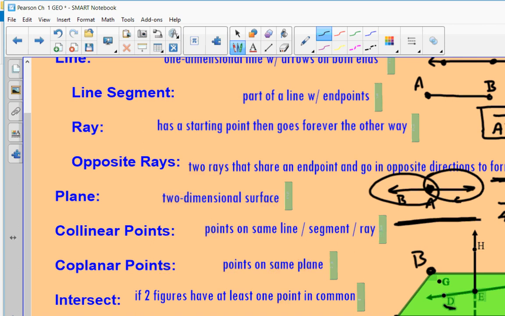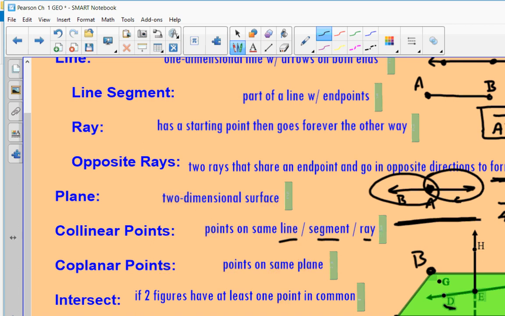All right. Typically 2 points are going to lie on the same line, because you could draw a line between any 2 points that exist. So 2 points are always going to be collinear. Sometimes we're asking you for 3 or 4, okay? But they could lie on the same line, segment, or ray. So those are the definitions that we had earlier.